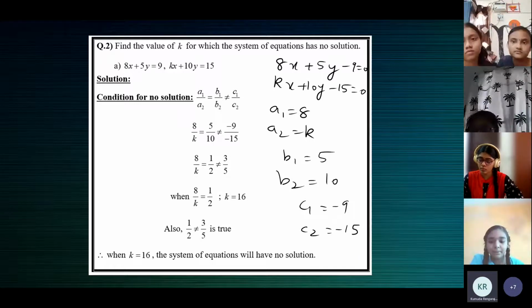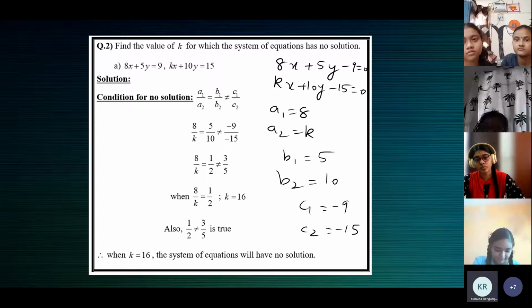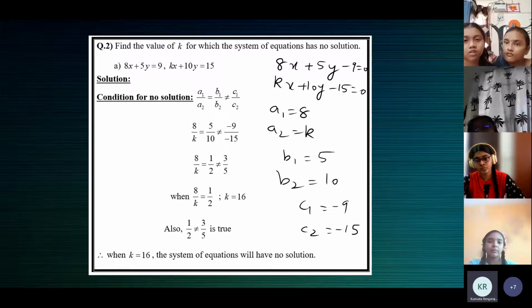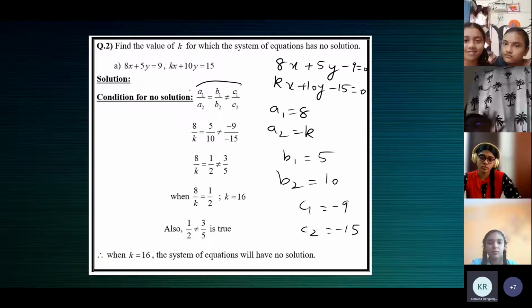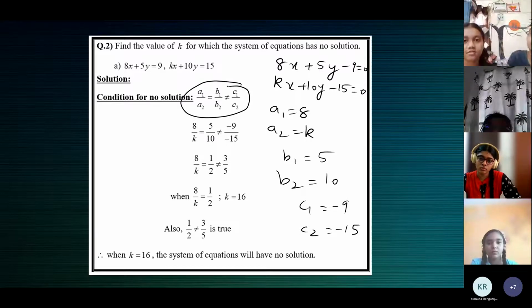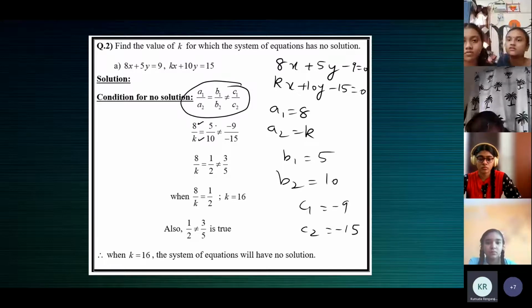So to get the values of A1, A2, B1, B2, C1, C2, have all the terms on one side equal to 0. Get the values of A1, A2, B1, B2, C1, C2, and substitute in the condition. See here, this is the condition. And you can see A1 is 8, A2 is k, B1 is 5, B2 is 10, C1 is minus 9, C2 is minus 15.